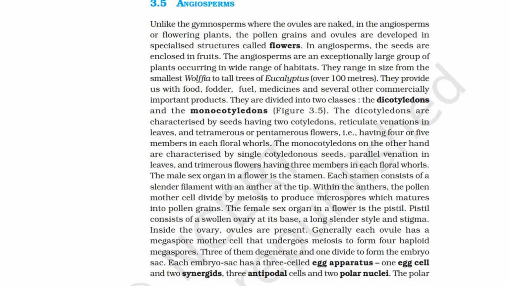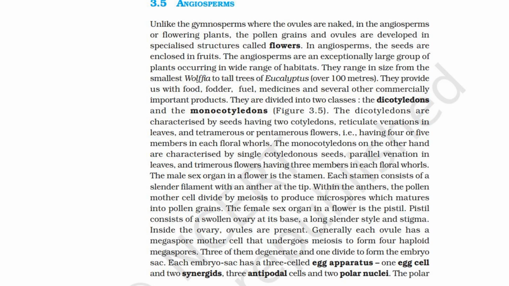Angiosperms. Unlike the gymnosperms where the ovules are naked, in the angiosperms or flowering plants, the pollen grains and ovules are developed in specialized structures called flowers. In angiosperms, the seeds are enclosed in fruits.